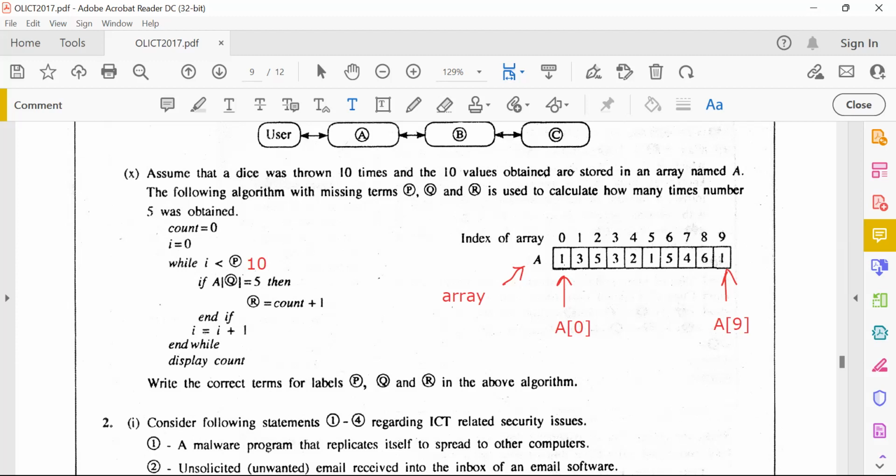Right. What should be the Q then? You are checking whether the array item is equal to 5. So you start from the beginning. First you check whether A0 is 5. No. A1 is 3. So likewise, you can check. And if the value is equal to 5, then you are going to change it. So in here, we can have I, and for R, we have to have count.